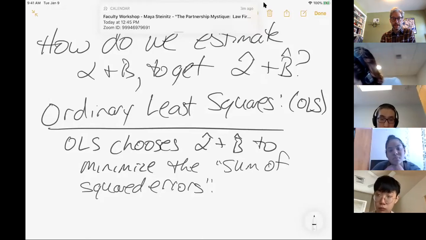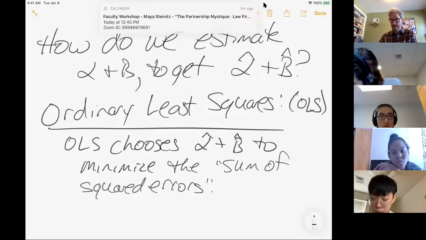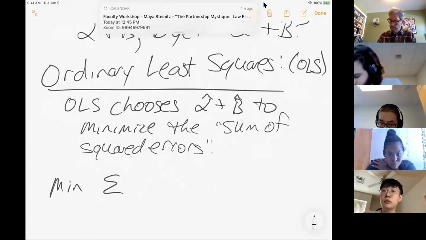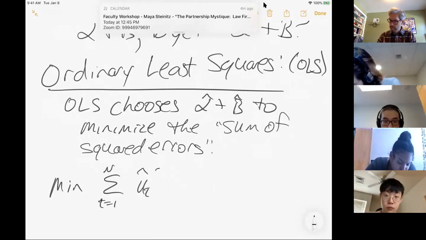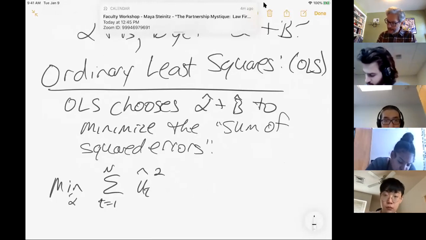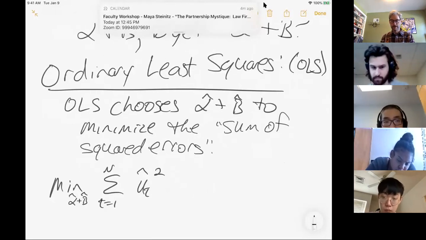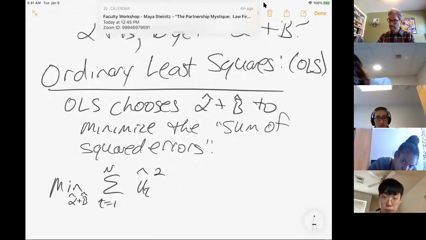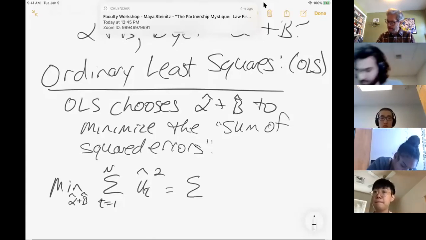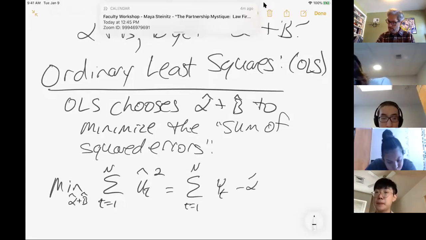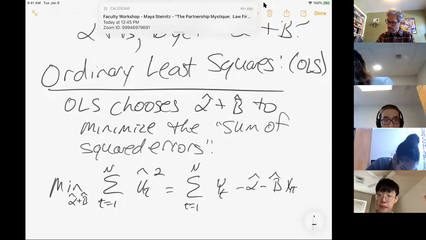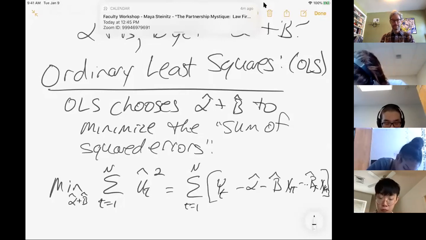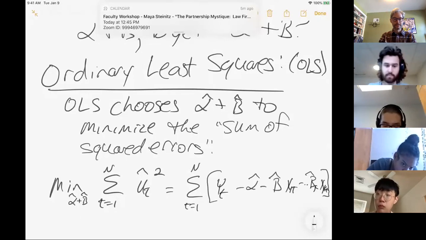Ordinary least squares chooses alpha hat and beta hat to minimize the sum of squared errors. In other words, it picks the best alpha hat and beta hat. For those of you who've taken calculus, this notation might look familiar. It picks the alpha hat and beta hat to minimize the sum of the squared errors. Or, what are the squared errors? That. It's minimizing the sum of the squared errors.